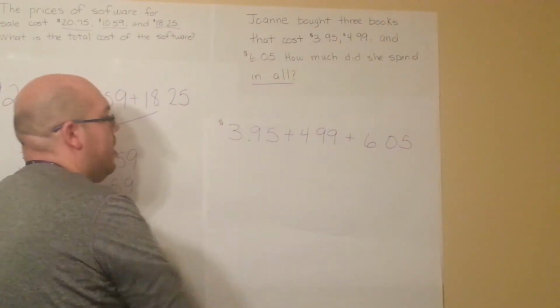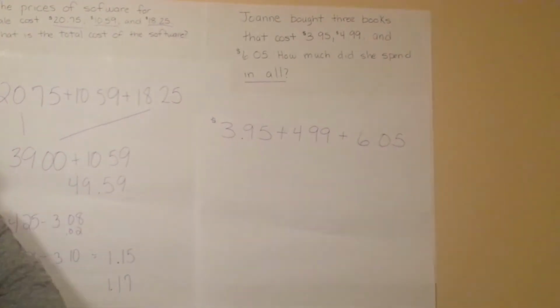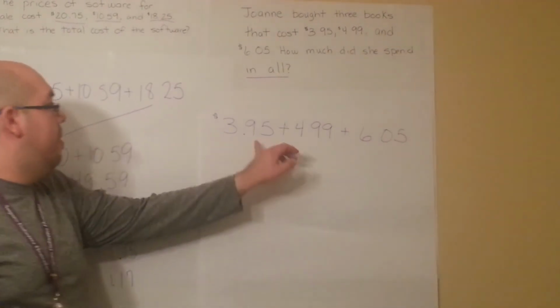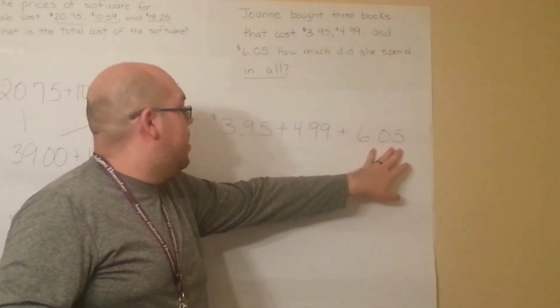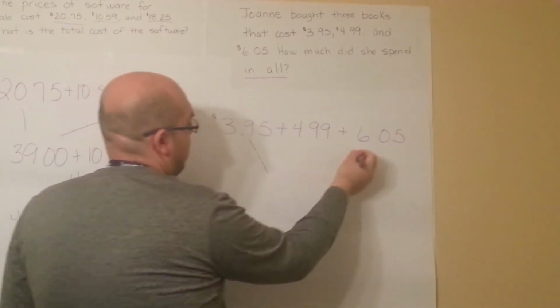Now remember, think in money terms. I want to make $1 out of some of those cents. Can you look at any two values and tell me which ones can make $1? Okay, we have 95 and we have 5 cents. If we add those two together, we get $1. So let's go ahead and work with those two first.